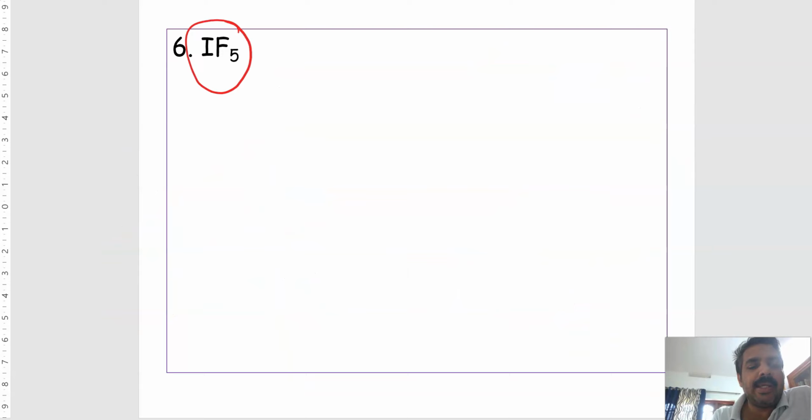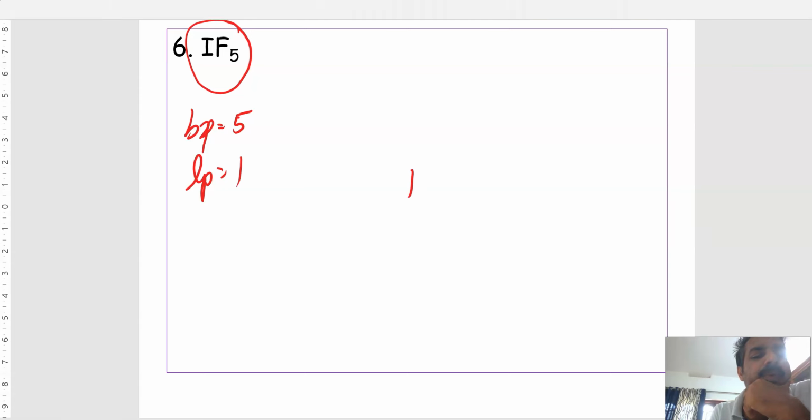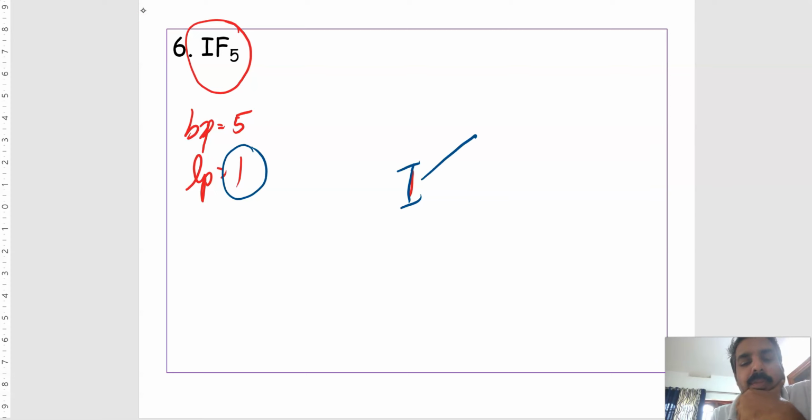Next is IF5. What is the shape of IF5? How many bond pairs are there? Bond pairs is equal to 5. Lone pairs, of course, is 1. Okay. So what will be the shape? Total 6, but 1 lone pair is present. So it is a square pyramidal molecule.